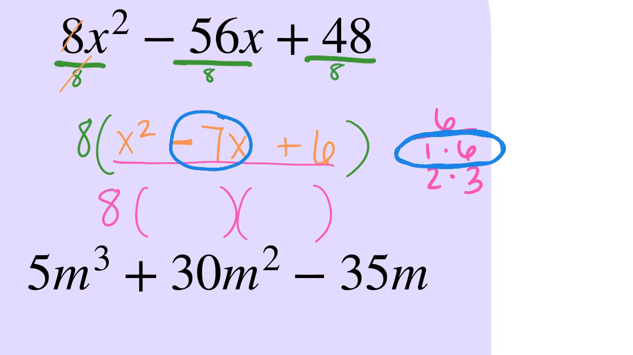But I want it to equal negative 7. So they both need to be negative. And that does work, because if you multiply both of these, you're going to get a positive 6. And if you add both of these, you're going to get a negative 7. So we're going to go ahead and write out our two factors here, x minus 1, x minus 6.